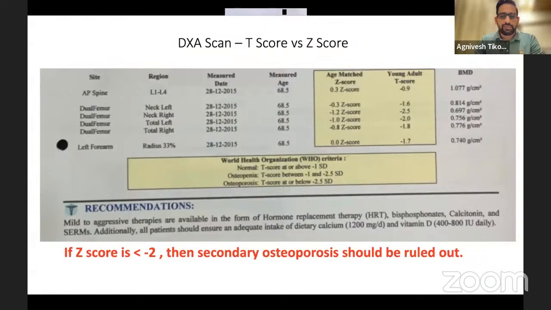So if your Z-score is less than -2, then secondary osteoporosis should be ruled out. So this is very essential to remember. If you have a very, very low Z-score, you should rule out secondary osteoporosis.